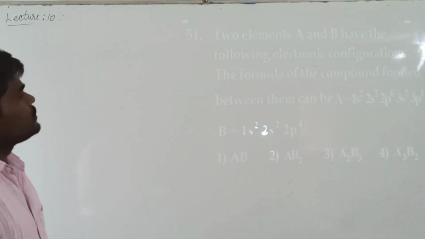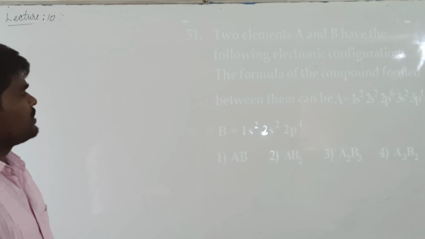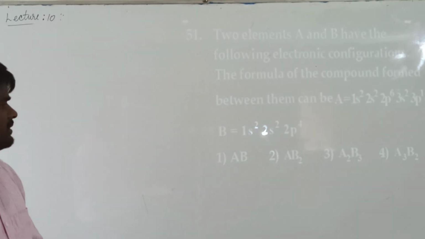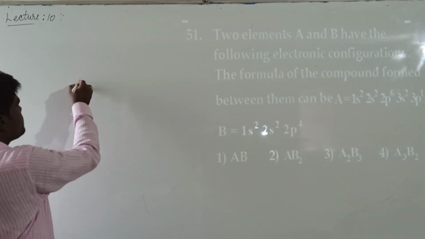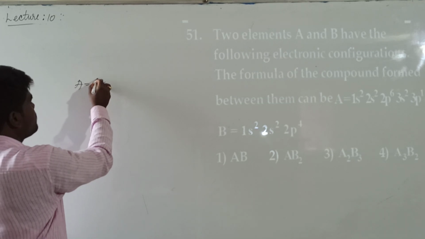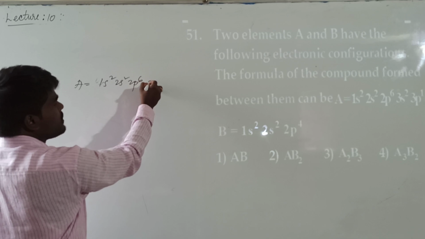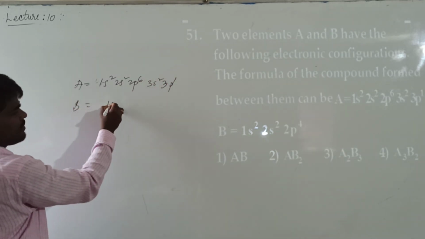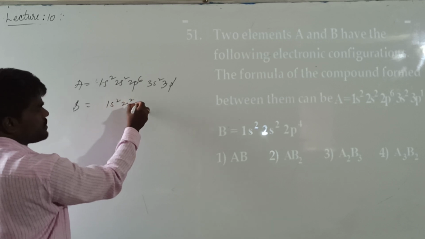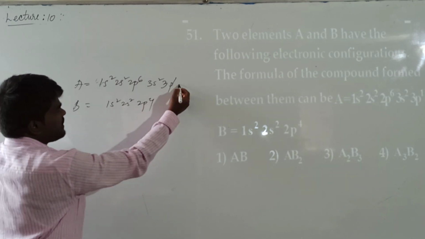Now, two elements A and B have the following electronic configuration. The formula of the compound formed between them can be. Here the electronic configuration of A is given as 1s2, 2s2, 2p6, 3s2, 3p1, and what is B given? 1s2, 2s2, 2p4. From this we can identify the given elements.